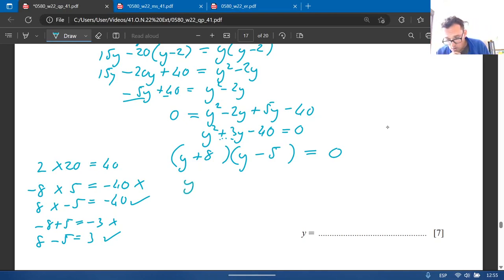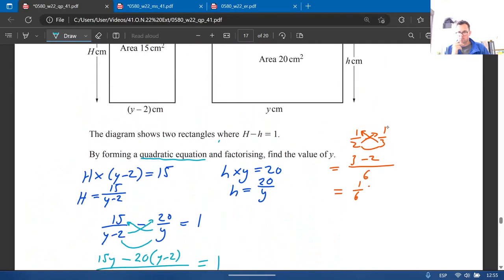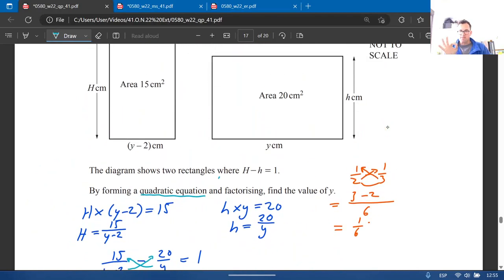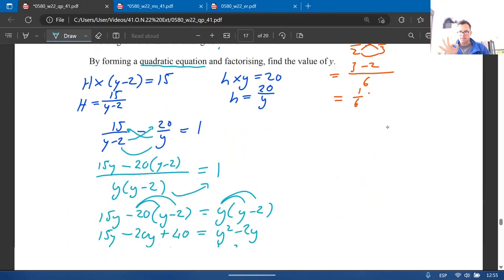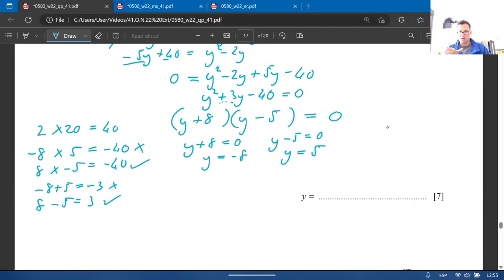Now we can split it up. We can say y plus 8 equals 0, y minus 5 equals 0. Move the 8 across. So y is minus 8, and y is 5. Okay, what is the question? Find the value of y. Well, it can't be minus 8, so it must be 5.